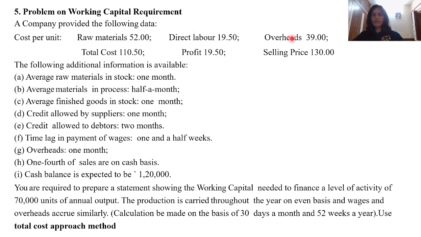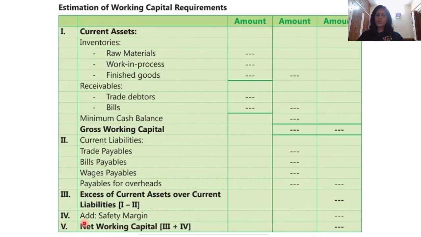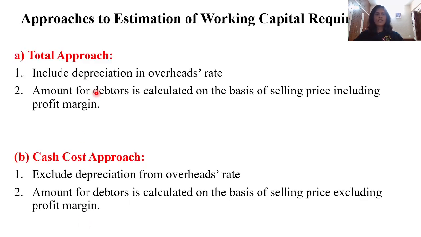Now this we have to see which method they are talking about. They are talking about the total cost approach method. And if you remember what I told you in the total cost approach method, you can see here, include depreciation in overhead. Let's see whether they had given depreciation or not. Second thing, amount for debtors is calculated on the basis of selling price.